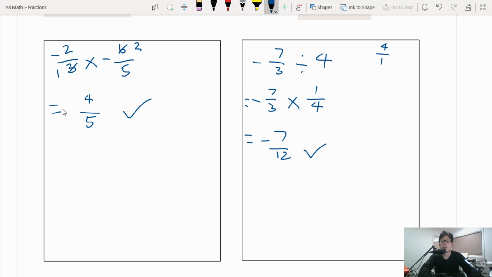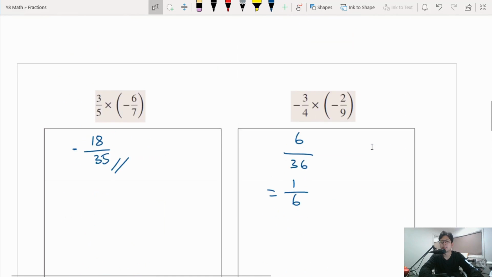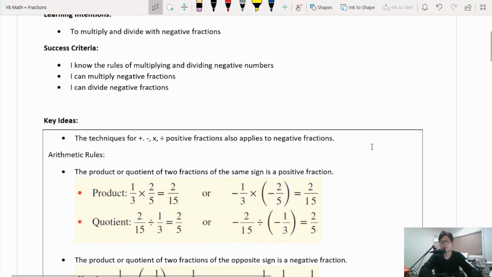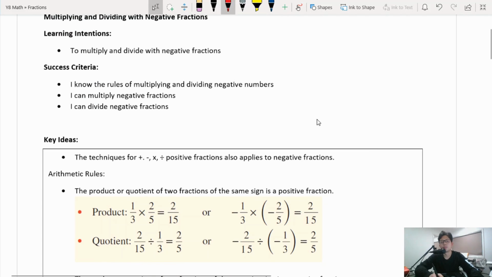So that brings us to the end of this lesson. Hopefully you guys learned something from that. And hopefully by now you guys all know the rules of multiplying and dividing negative numbers, can multiply negative fractions, and finally can divide negative fractions.